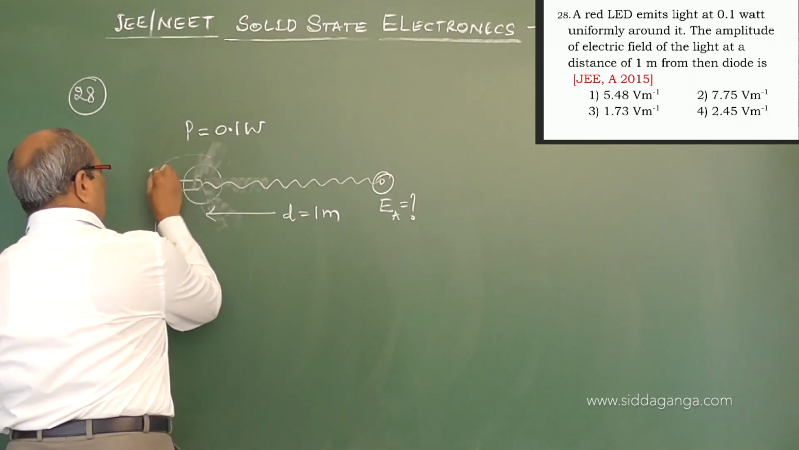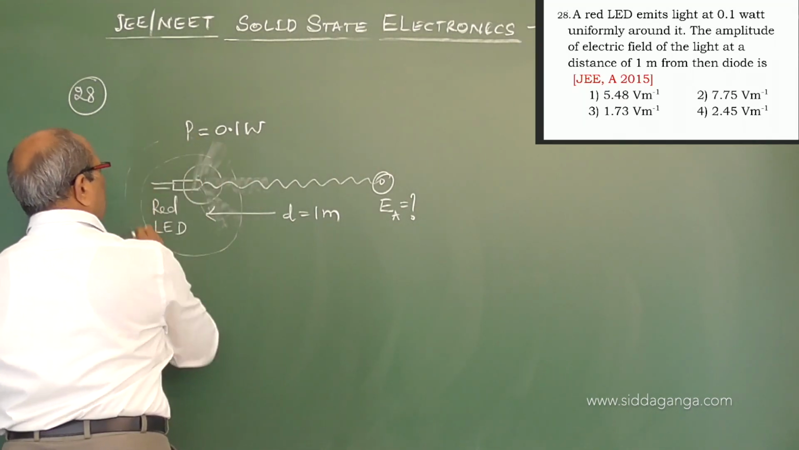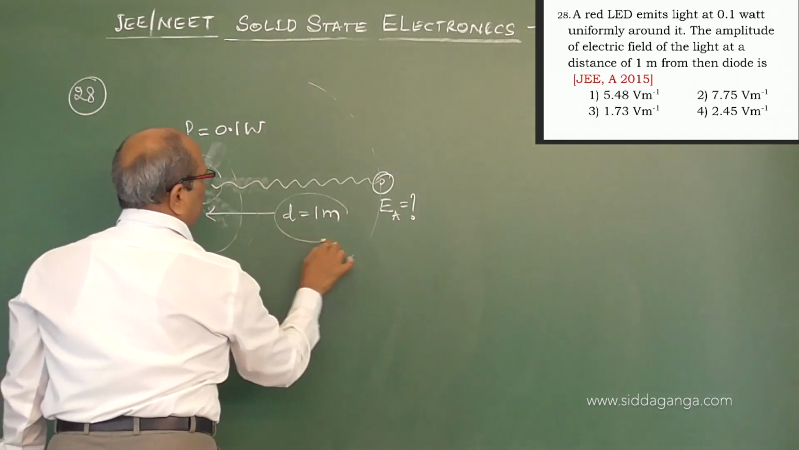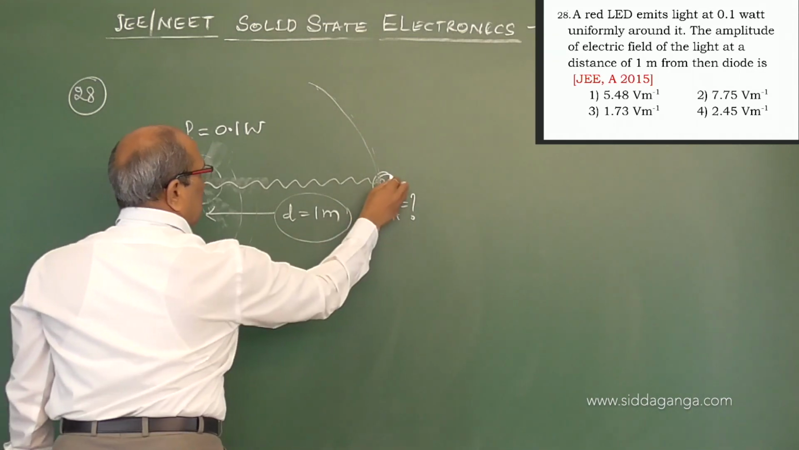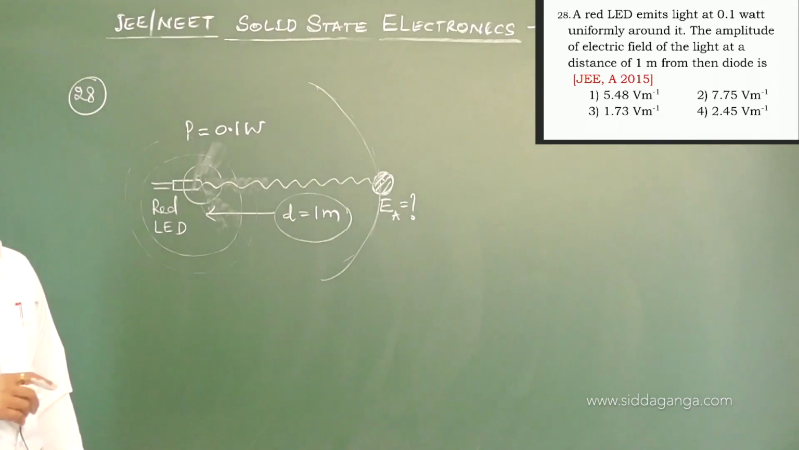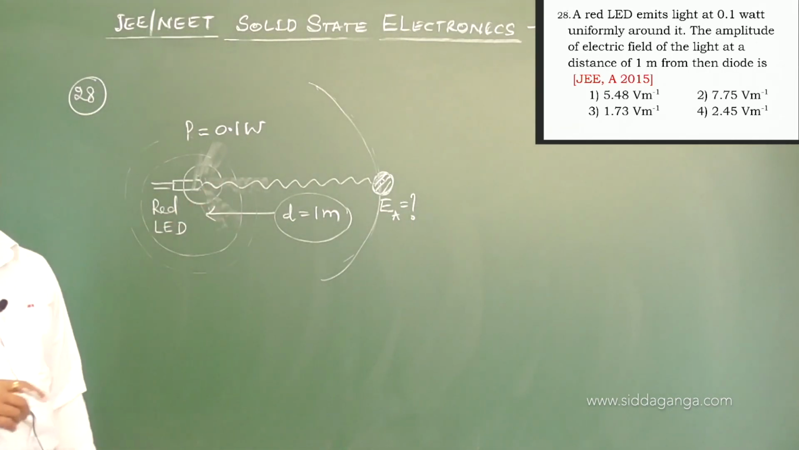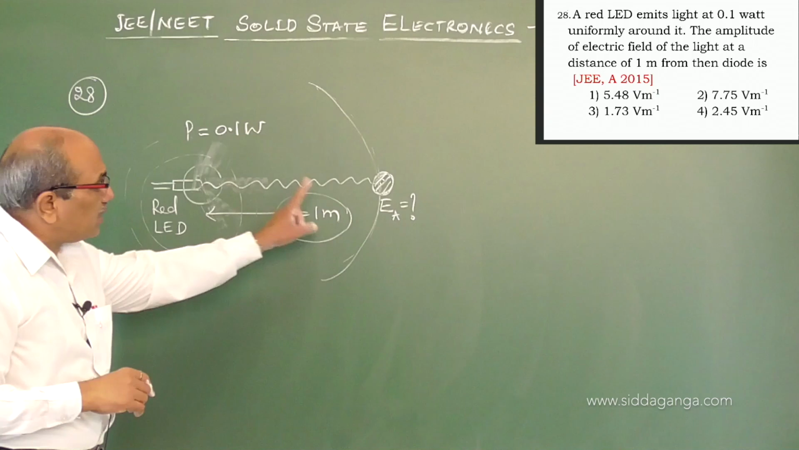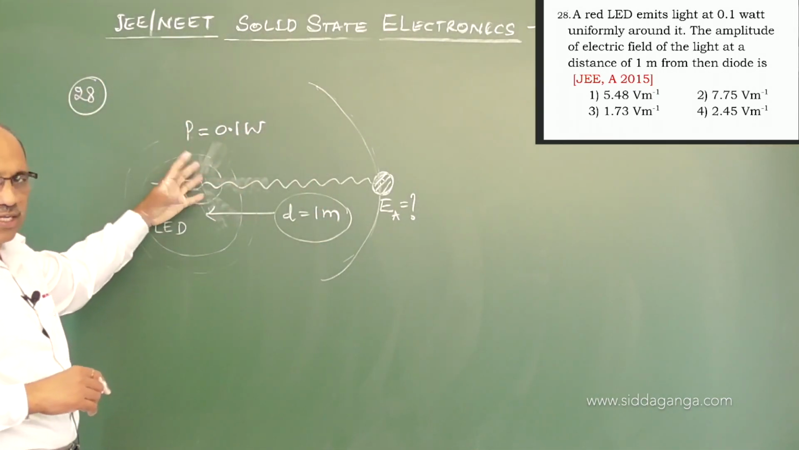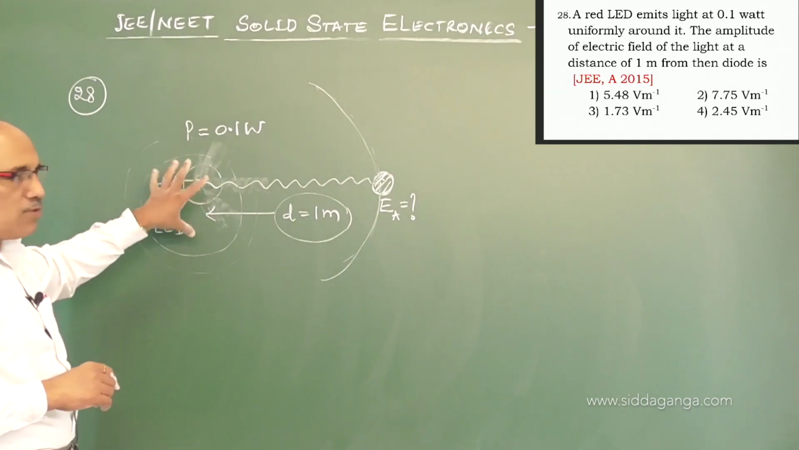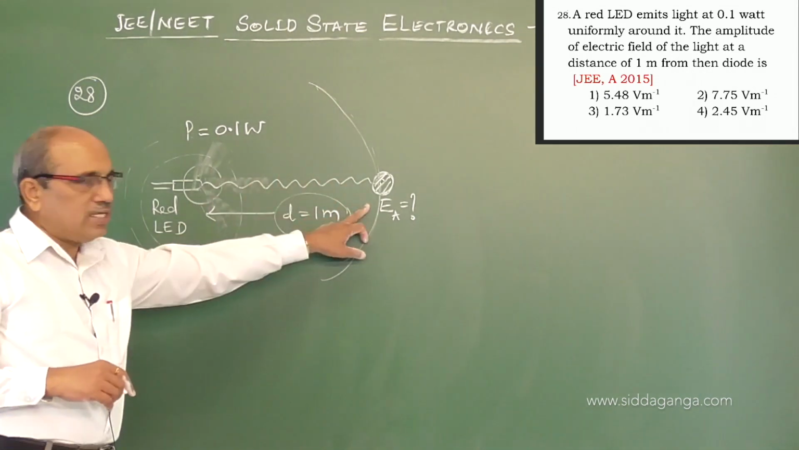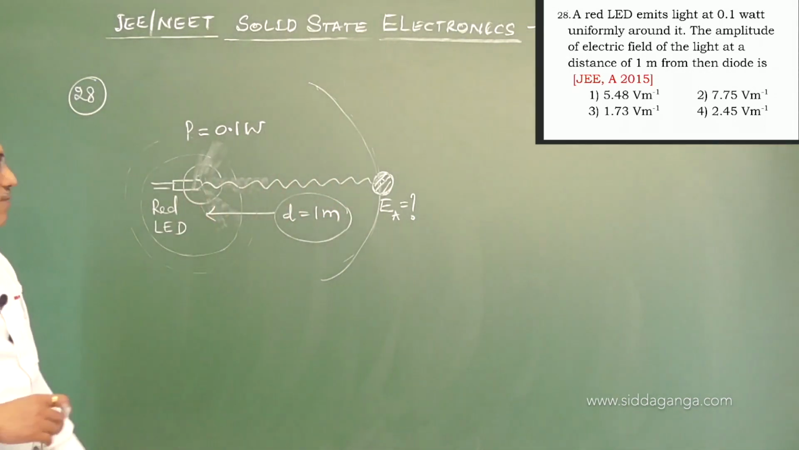The light is propagating in all directions. Now imagine a sphere of radius 1 meter, where we expect the intensity of the electric field at a distance of 1 meter from the source. Take the distance as the radius of the sphere. The red light is emitting in all directions spherically; there is spherical symmetry in propagation. As it expands, 1 meter distance means radius is 1 meter. What is the amplitude required?